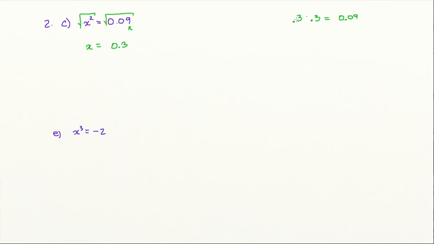Well, I've already done the positive, so 0.3 times 0.3, that works. How about negative 0.3 times negative 0.3? That also gives me 0.09, so negative also works. So this will be positive and negative, so plus or minus 0.3.